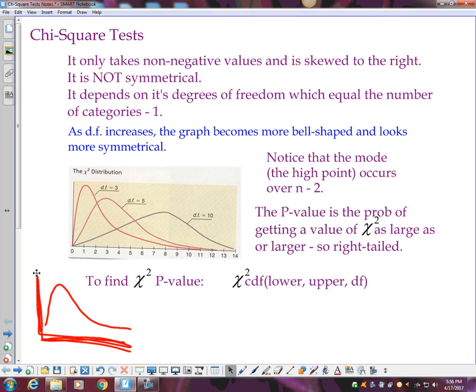The p-value is the probability of getting a value of chi-squared as large or larger. So you are always right-tailed. If you'll remember, your H sub A is not a greater than or less than or not equal to, and we'll go over what those are, but there's no inequalities in here. These are always right-tailed. To find your chi-squared p-value, you're going to do chi-squared CDF, lower, upper, and then degrees of freedom.